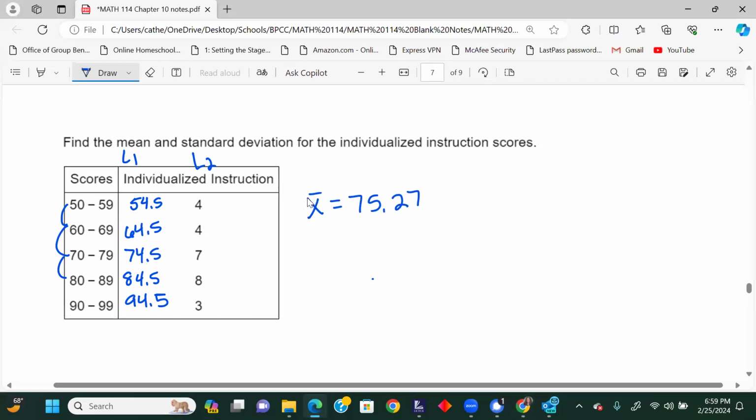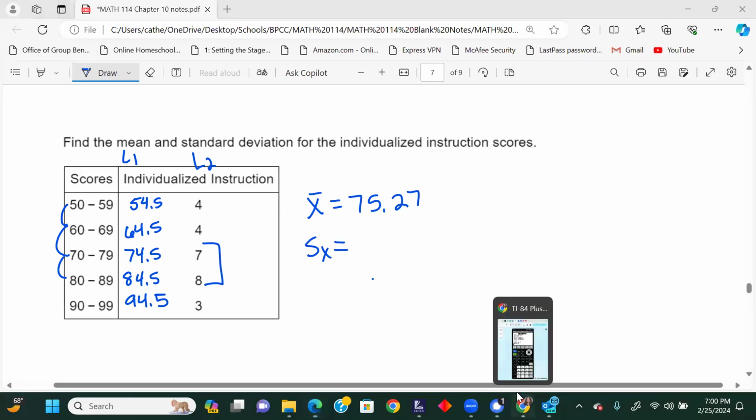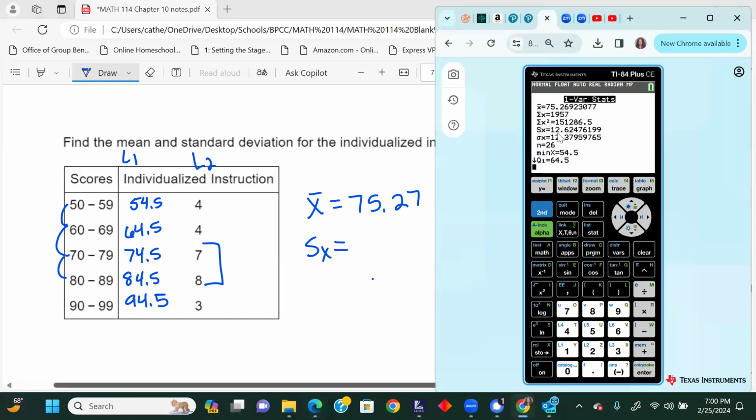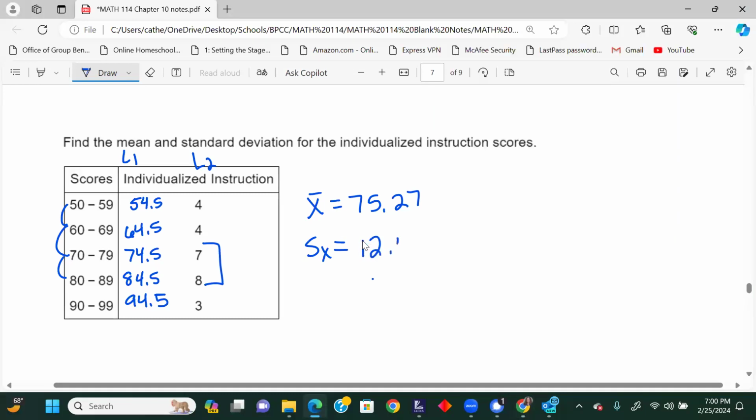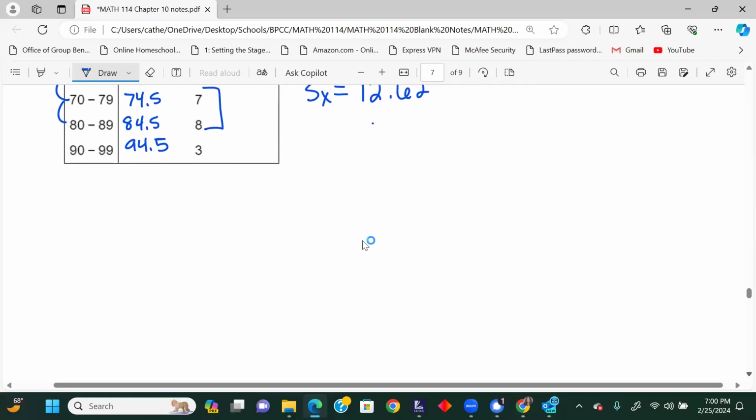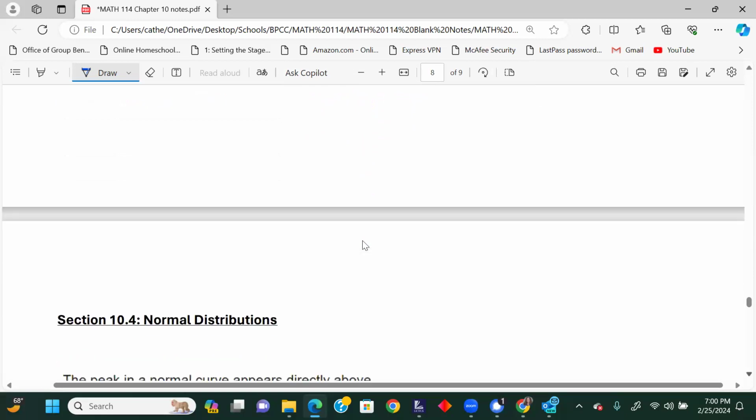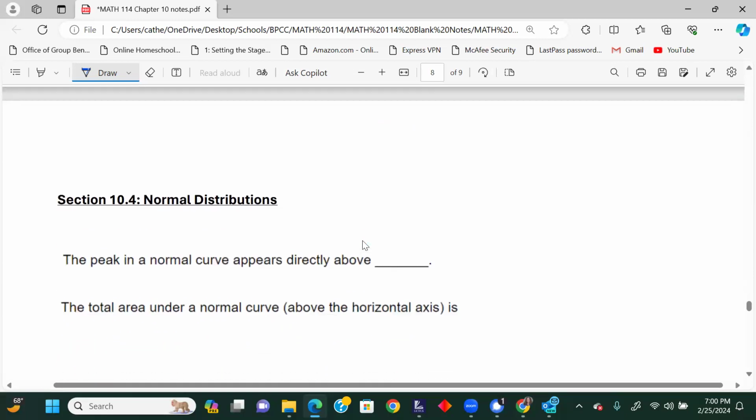And it's pretty evenly distributed. It's a little more heavy right there in the middle. So say the mean 75, that's good. Standard deviation. Again, they may only ask for 1 decimal place, but I'm going to put 2, so 12.62. Just be careful what they ask for in the homework, how many decimal places. And that is it for section 10.3.